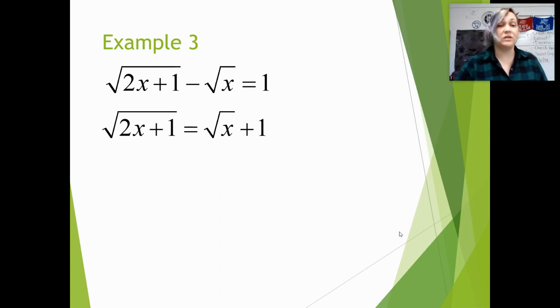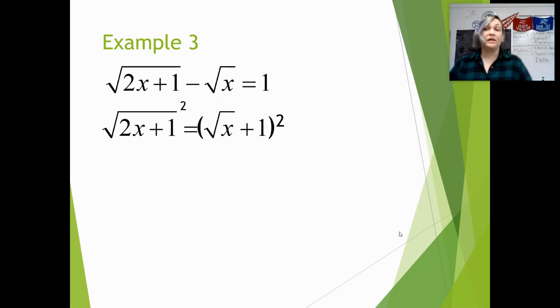And our next step is to square both sides. Since the left side is completely contained inside of a radical, the square and the square root are just going to cancel out. On the right-hand side, since the entire side is not inside a radical, the right-hand side is technically a binomial. It's rad x plus 1. That's not the same as the left side. The left side is rad 2x plus 1.